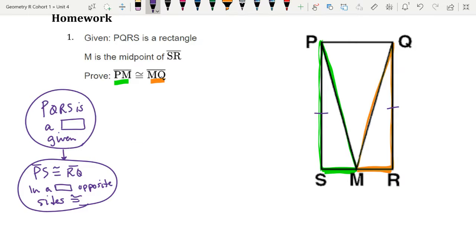What else do I know about a rectangle? I know all the angles are the same. So I can say S is congruent to R, because in a rectangle, all angles are congruent.